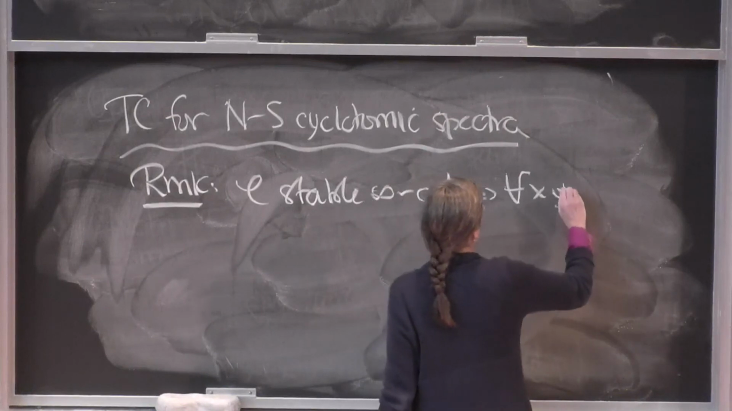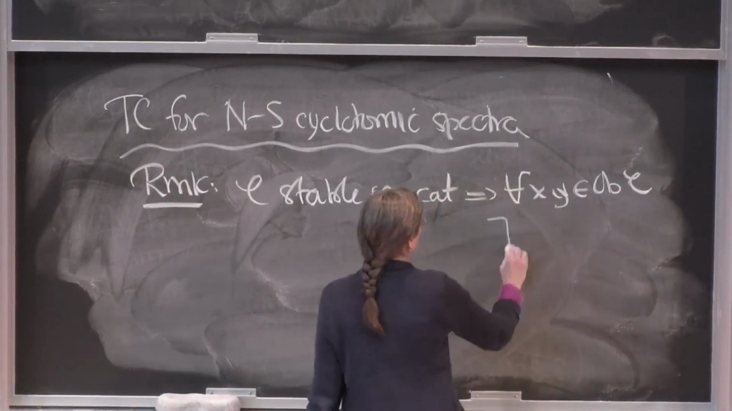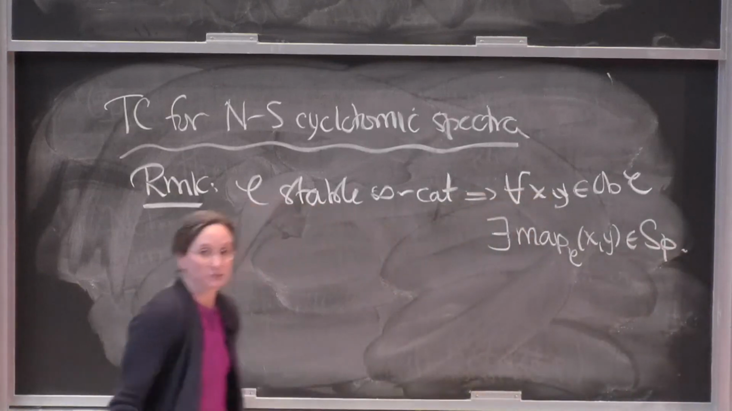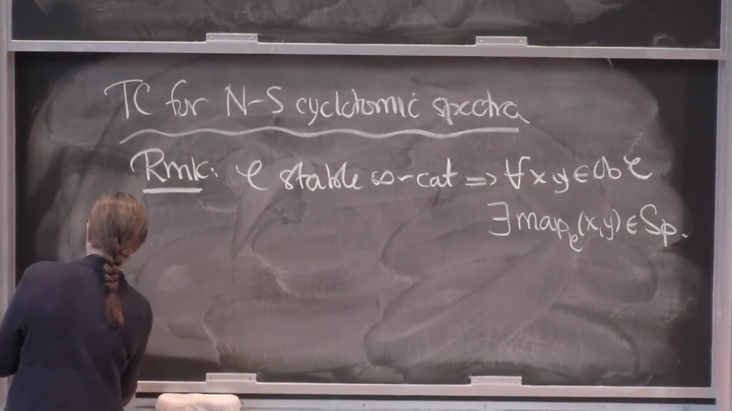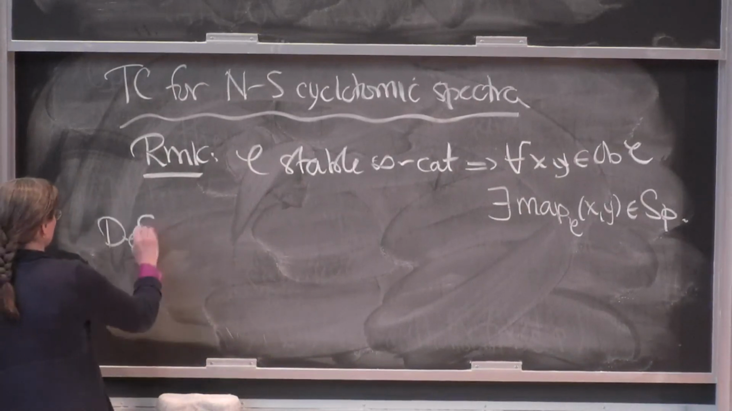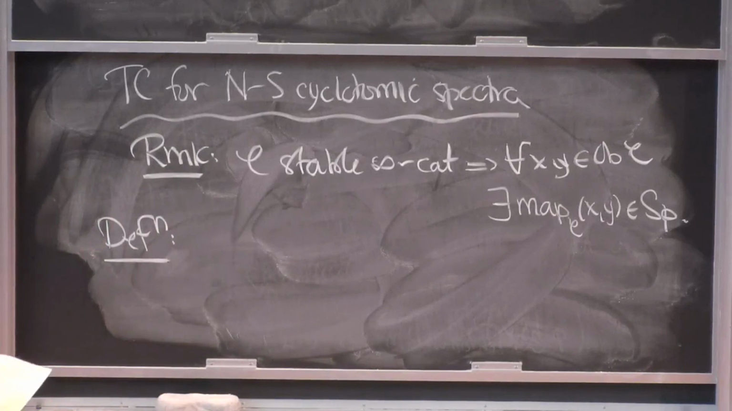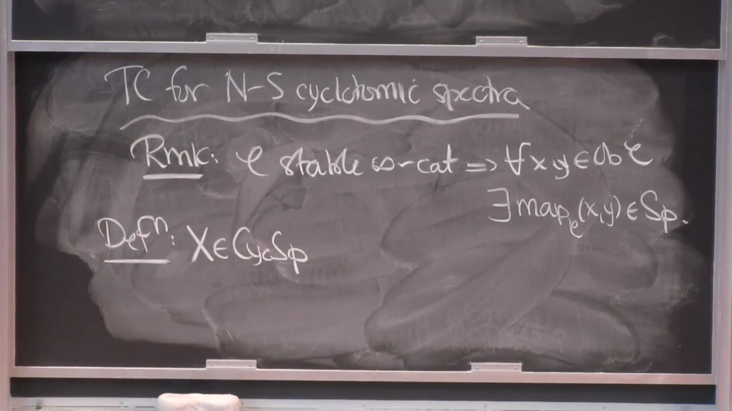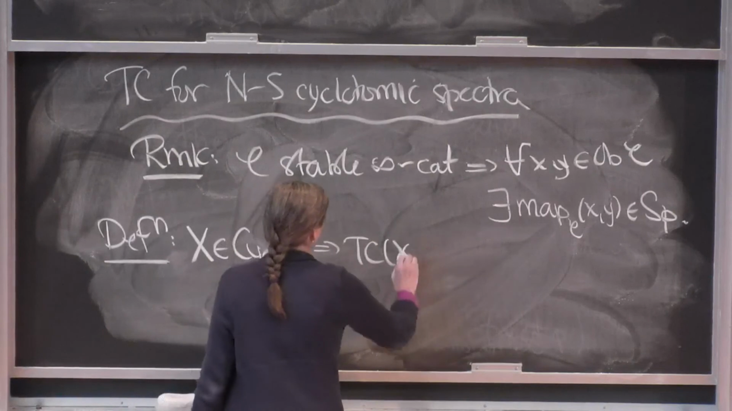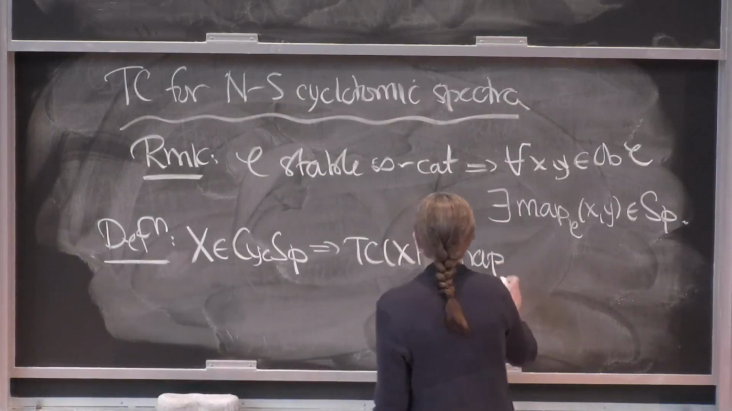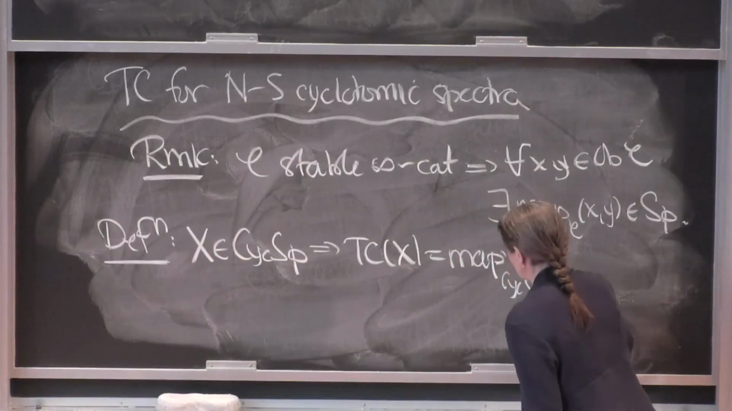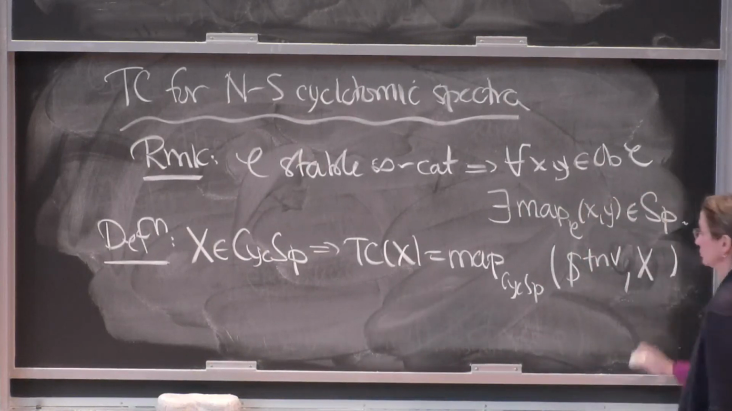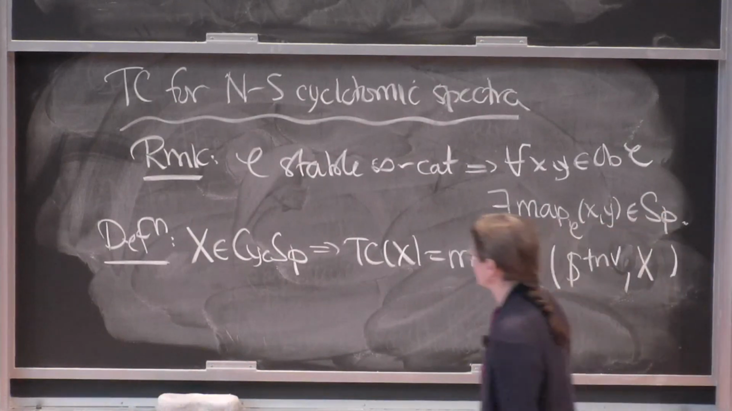then if I have any objects x and y, you actually have a mapping spectrum and not just a mapping space of objects between x and y. So you can always do it like this, which enables us now, that's the mapping spectrum between two objects, to define TC. So for x a cyclotomic spectrum in the sense of Nicolaus-Schulze, TC of x is just the mapping spectrum in the category of cyclotomic spectra from S triv, which we defined just there, to x. Pretty simple to express.